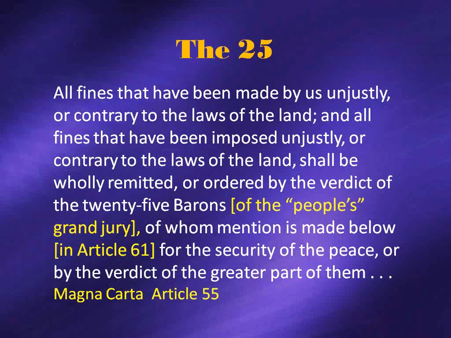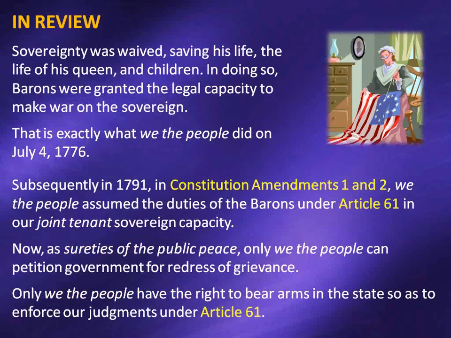And so in Magna Carta, Article 61, the sovereign agreed that if he should ever violate any of the above, and should a petition for redress of grievances be denied or not be forthcoming, he agreed as follows. The sovereignty was waived, saving his life, the life of his queen and children. In doing so, the barons were granted the legal capacity to make war on the sovereign. That's exactly what we the people did on July 4th, '76.